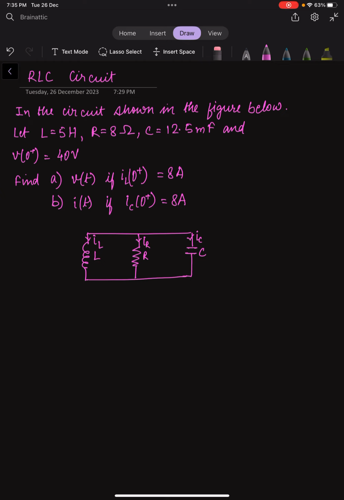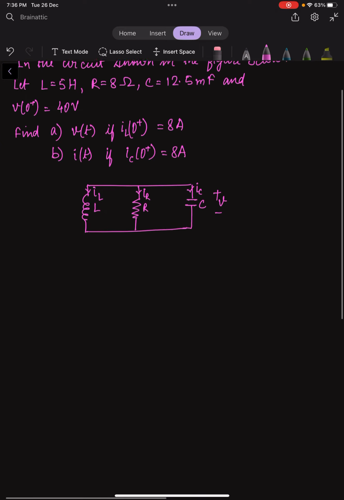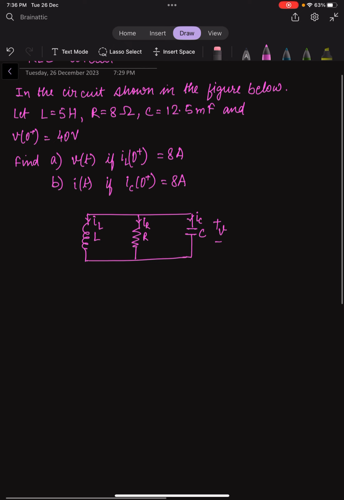So let's begin. Here in this problem, we have a simple RLC circuit where the inductance, resistance, and the capacitance are all parallel to each other. The value of the inductor is 5 Henry, resistance is 8 ohm, and the capacitance is 12.5 millifarad. The initial voltage across the capacitor is given to us, which is 40 volt. Since they are parallel, the 40 volt is the initial voltage across all the elements. Now we are asked to find V(t) if the initial inductor current is 8 ampere, and in the second part of the problem we are asked to find current i(t) if the initial capacitor current is given as 8 ampere.